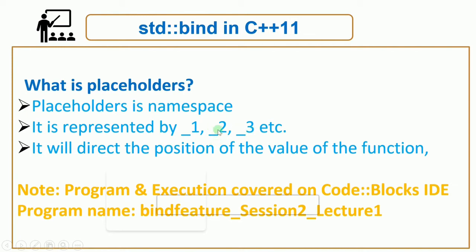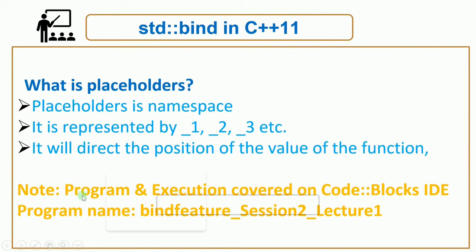What does this position mean? We will be seeing that in the program now, and you will understand it better. As I told you, this placeholder decides how many arguments are to be passed to the function. The second thing it decides is the position of the values which you pass in the function. Let us see the program for it so that you will understand better.